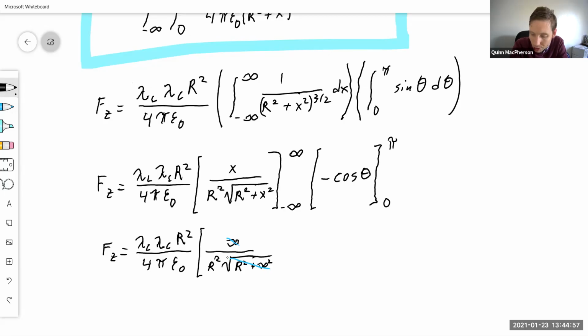Don't believe me, you can use L'Hopital's rule. Similar thing will happen with the minus infinity. We get minus a minus infinity over r squared square root of r squared plus, and this is also infinity squared. And once again, the same thing happens. The infinity dominates the square root and then cancels with itself on the top. So we get that there.